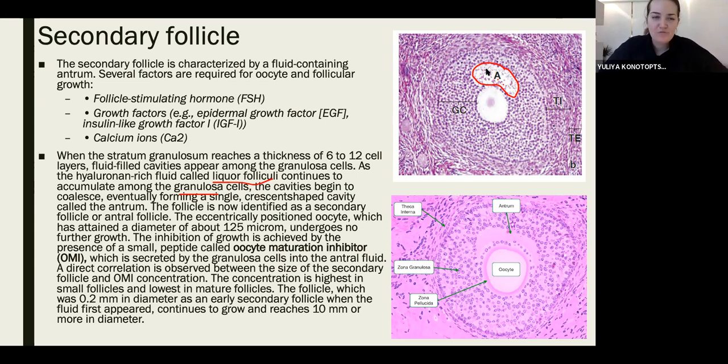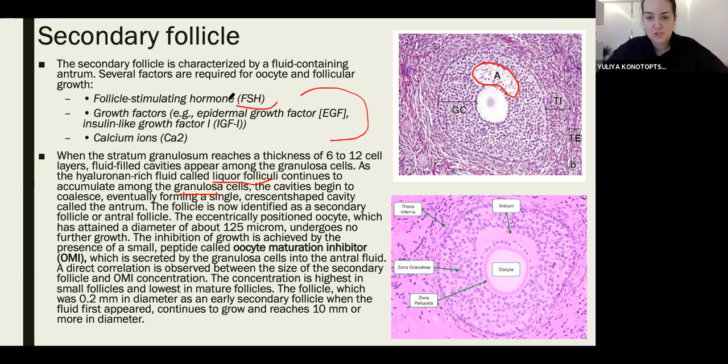Instead of the antrum, we have liquor folliculi. Liquor folliculi is made by the granulosa cells. Granulosa cells are stratified cuboidal follicular cells, and they make this liquor because we have LH, right? So LH will be binding here, and as a result you will see this liquor folliculi. These are the factors responsible for active growth of the secondary follicle.